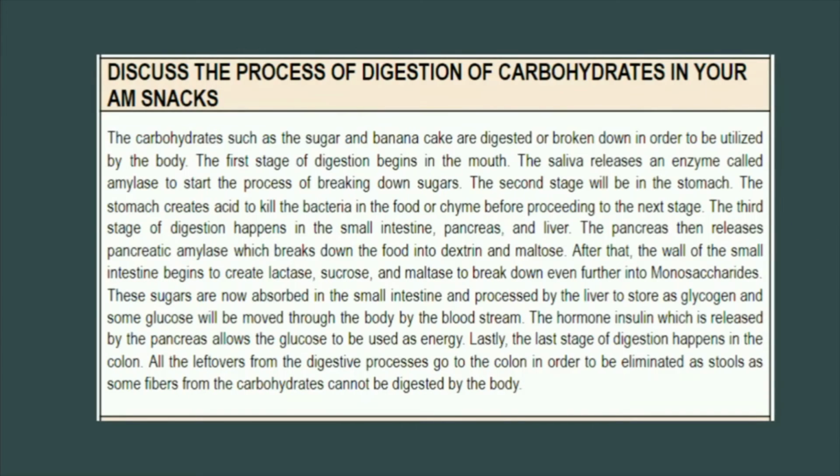Now, in order for those carbohydrates to be processed and utilized by the body, they will undergo different stages. First, it will begin in the mouth as it releases salivary amylase to break down sugars. And the second stage will be the stomach as it creates acid to kill the bacteria from the food. Then, it will proceed to the small intestine, pancreas, and liver.